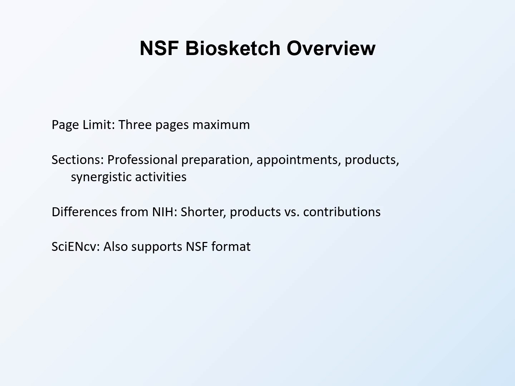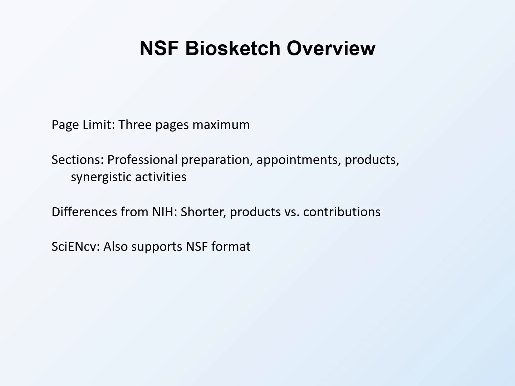Products allows you to list up to 5 publications or other research products most closely related to the proposed project, plus up to 5 other significant products. These replace the traditional publication list with a focus on quality over quantity. Synergistic activities, similar to NIH, describes broader impacts and engagement. Unlike NIH, NSF Biosketches have a strict 2-page limit that must be respected.